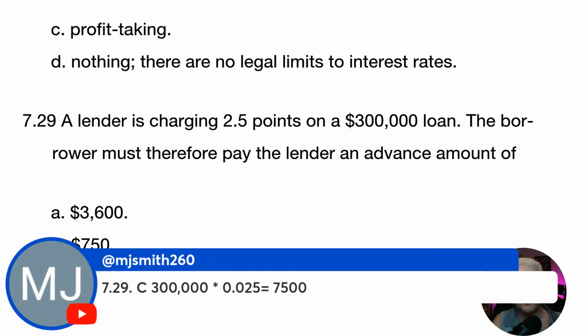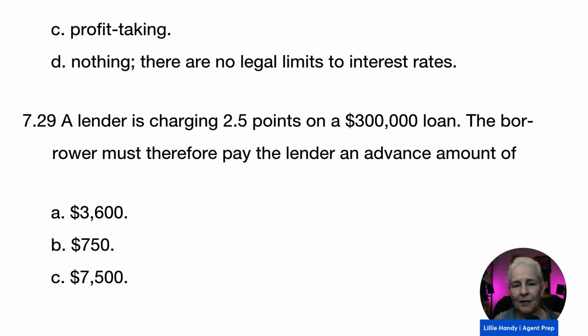Yes, that's correct. 300,000 times 0.025, when you convert 2.5 into decimal, equals 7,500. Thank you, Max. Very good.